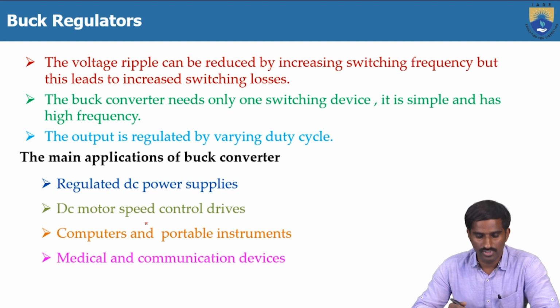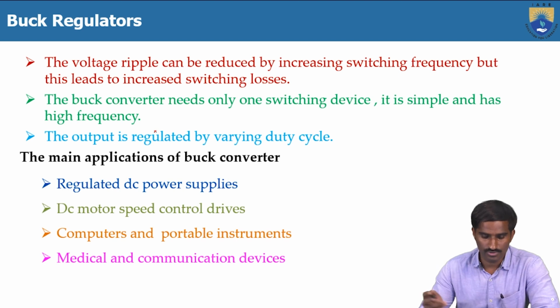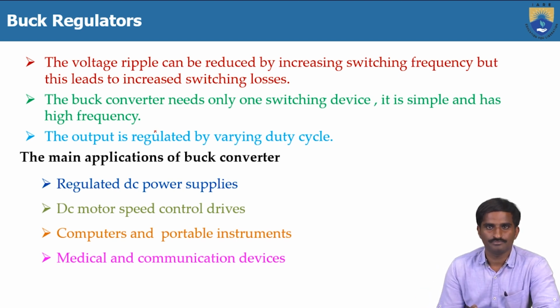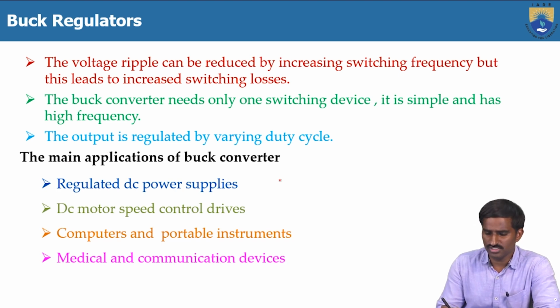And when coming to the advantage, the buck converter needs only one switch device, and it is very simple. And we can operate at high frequency, which means very fast. So that is also one of the advantages of this buck regulator. And of course, same like in the DC to DC converter or the step down converter, in the buck regulator also the output is regulated by varying the duty cycle.